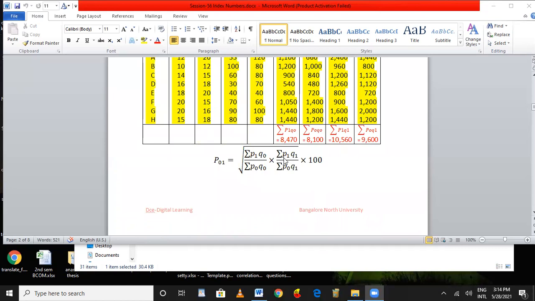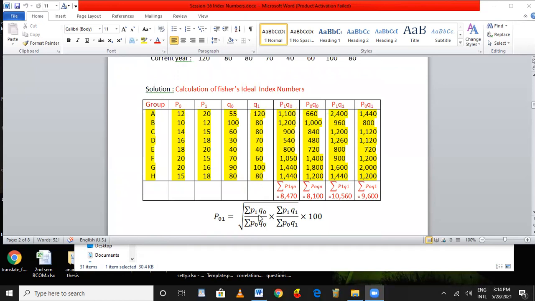Then P0 Q0. P0 means base year's prices, Q0 base year's quantity, which have to be multiplied. 12 into 55, 660. 10 into 100, 1000. 14 into 60, 840. 16 into 30, 480. 18 into 40. 20 into 70. 20 into 90. 15 into 80. So we get 720, 1400, 1800, 1200.